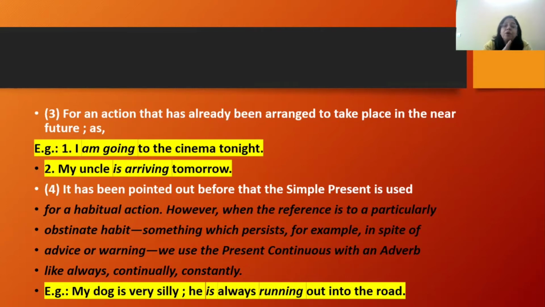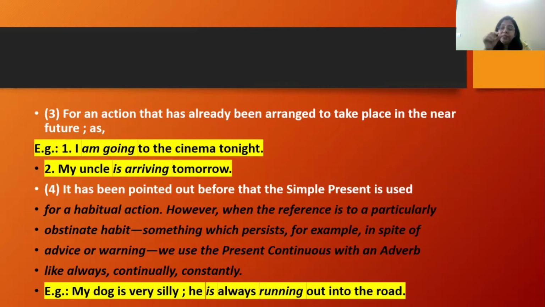Next, it has been pointed out before that the simple present is used for a habitual action. We have read that up till now. However, when the reference is to a particularly obstinate habit, something which persists, meaning continuously taking place, for example in spite of advice or warning, we use the present continuous with an adverb like always, continually, or constantly. So let's see. My dog is very silly. He is always running out of the road.